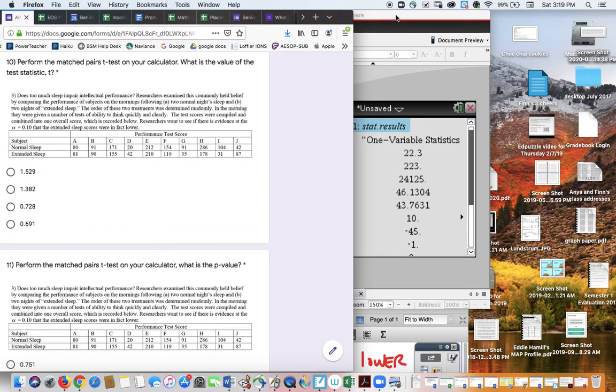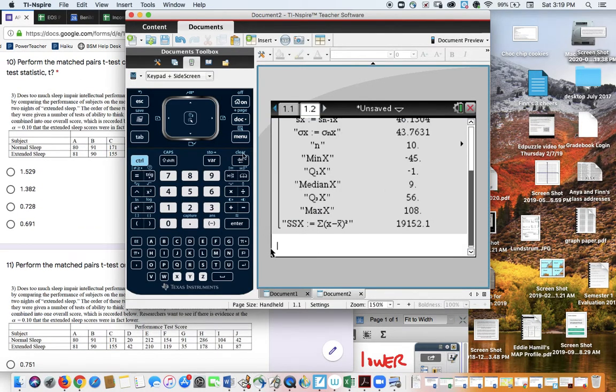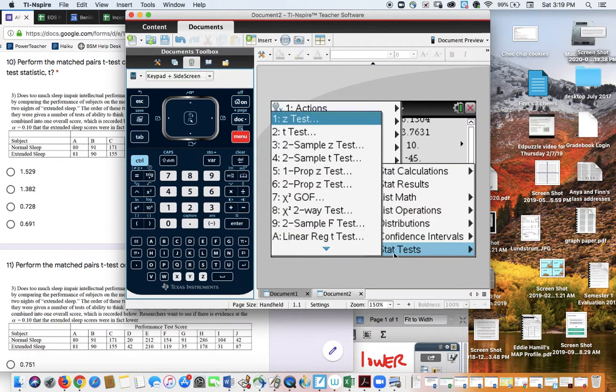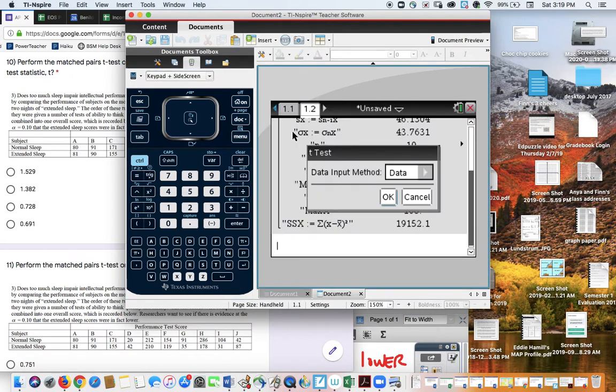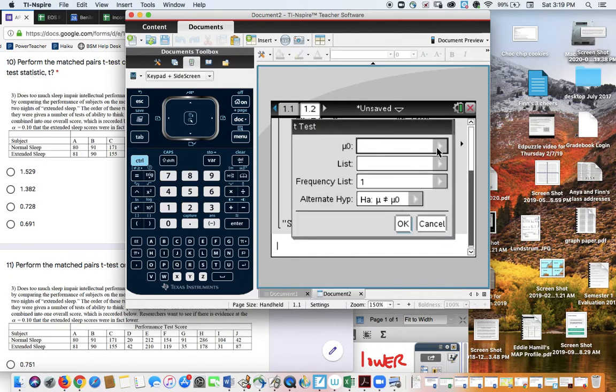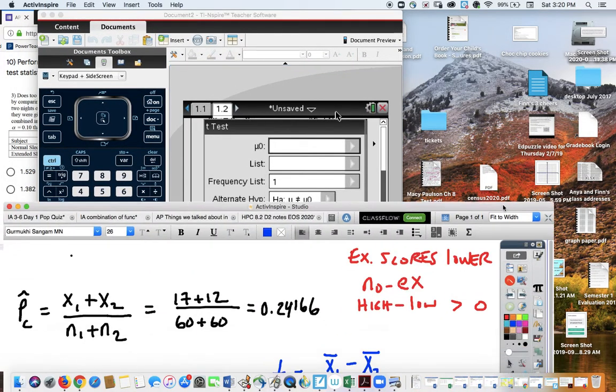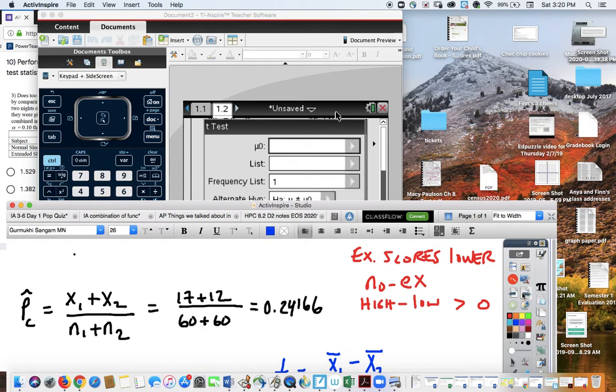Value of the t-test statistic. So now we're going to go do a matched pairs t-test. So menu, stats, stat tests. If you're doing matched pairs, you just have to select t-test. There's nothing in here called matched pairs. I have the data because I typed it all in. Now, when you are doing matched pairs, let me write this out here.